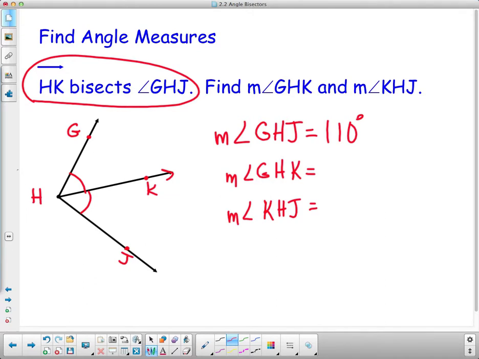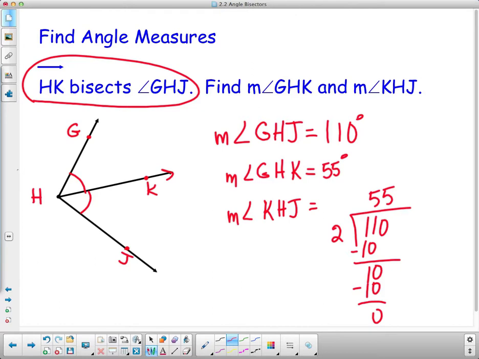Okay, how do we do this problem? Not everyone got there. Okay, 110, up here please. 110 divided by 2. We're going to find half of it, and that should be, bring down the next 0, 55. So this angle was 55 degrees and this one was 55 degrees. They needed to be identical because we said it bisected, and they need to together make 110 degrees.